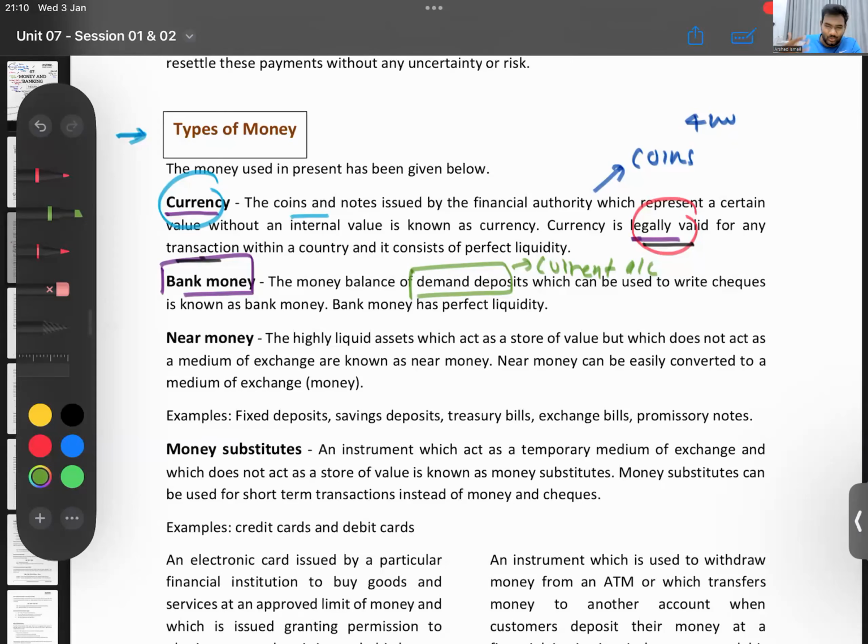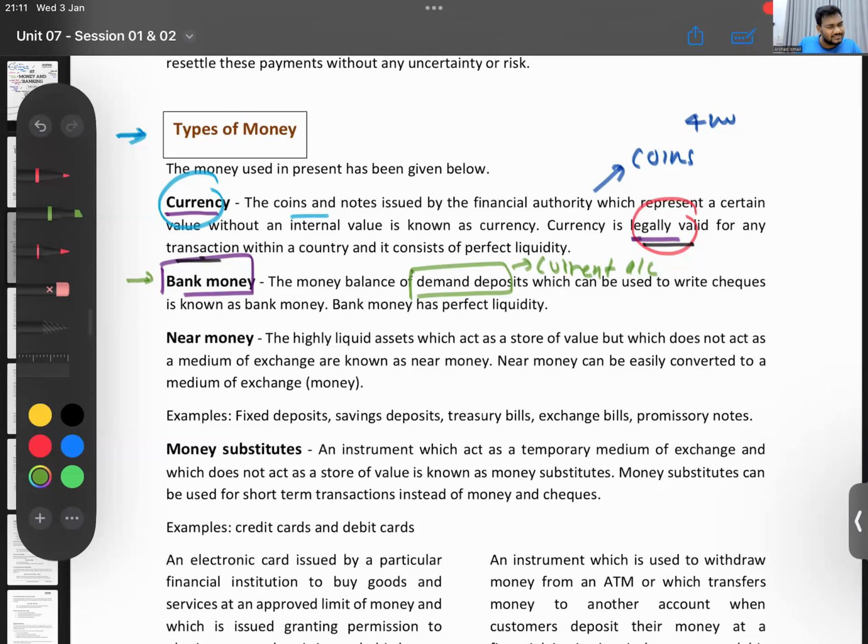Current accounts are usually used by businessmen and firms. Sometimes your father might have a current account. If you have seen a checkbook at home, that is a father's current account. So whatever money is there in demand deposits or current accounts, that is what we call bank money. A current account is an account where you can draw checks. That's what you call a current account.